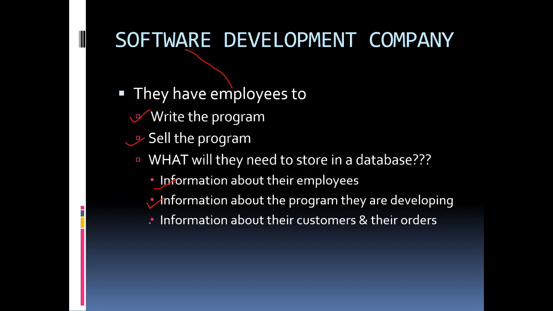The other information can be stored in the same file. So information can also be about the customers and their orders. For example, which customer has ordered which program and how much they paid, etc. So the company can use this database to find information out. They could find out the contact details of all the customers to send them details about new programs. They could find out which employees need to be paid overtime.